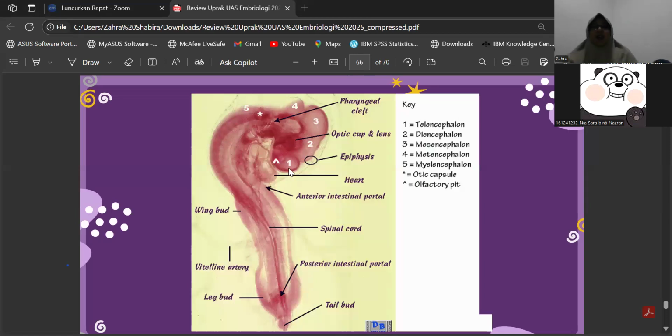The 72 hour already has lots of differences. Starting from the brain, it has 5 parts right now. From the front, number 1 is telencephalon, and then the diencephalon. The midbrain still has the same name, mesencephalon, but rhombencephalon already has two parts. Number 4 is metencephalon, and number 5 is myelencephalon.